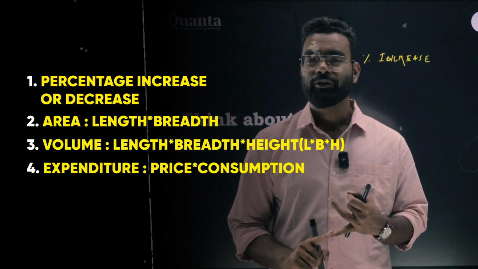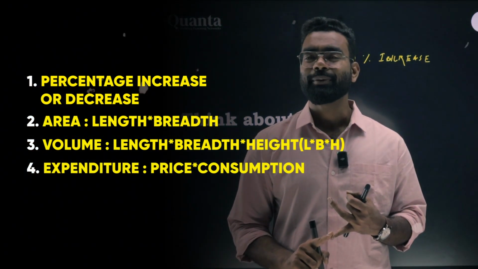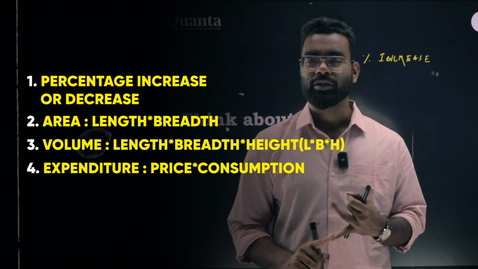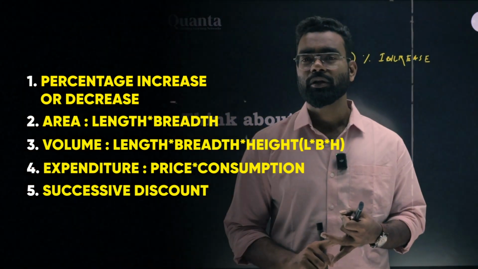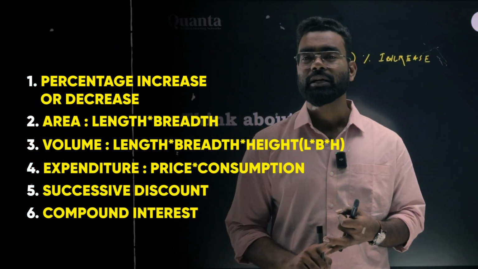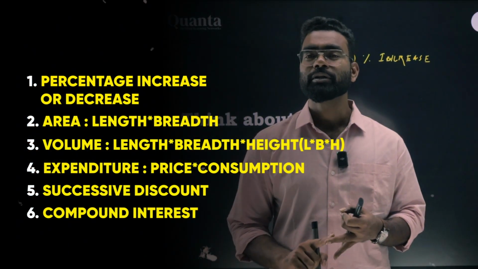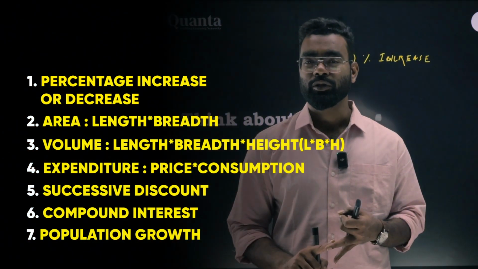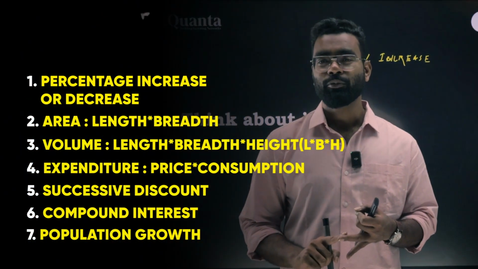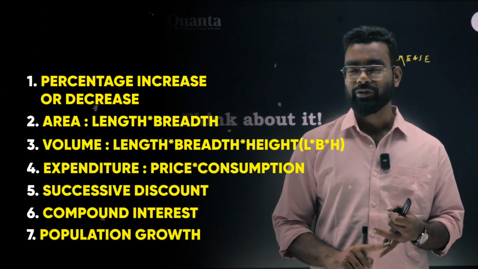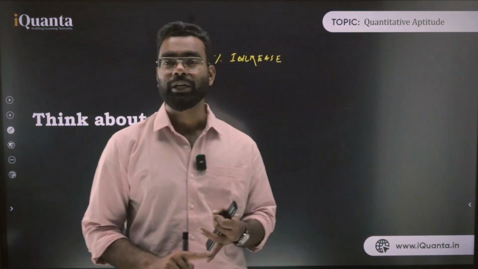Number 4, we can use it in expenditure, which is price into consumption. Number 5, we can use it in successive discount. Number 6, we can use it in compound interest. Number 7, we can use it in population growth. The compound interest we will learn in the chapter of SICI, and the population growth and the rest of these things we can learn in this chapter only.